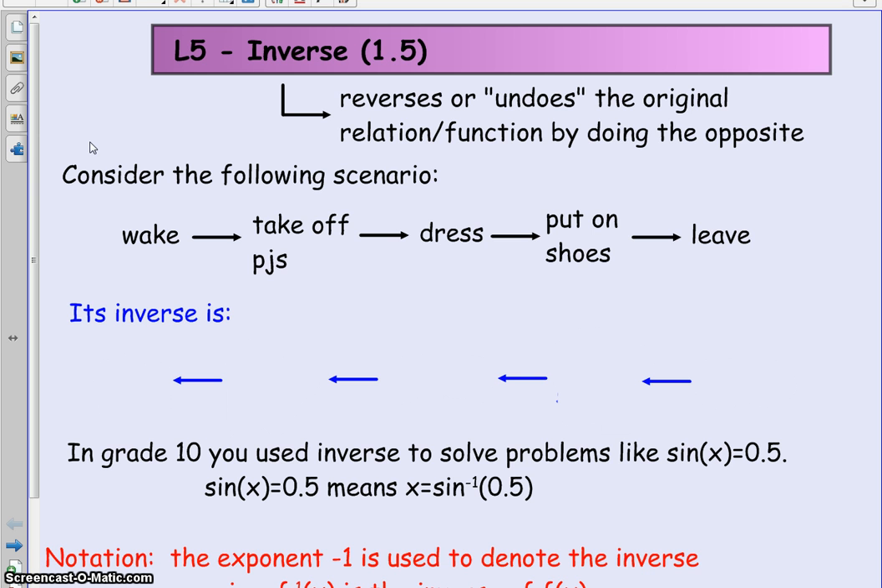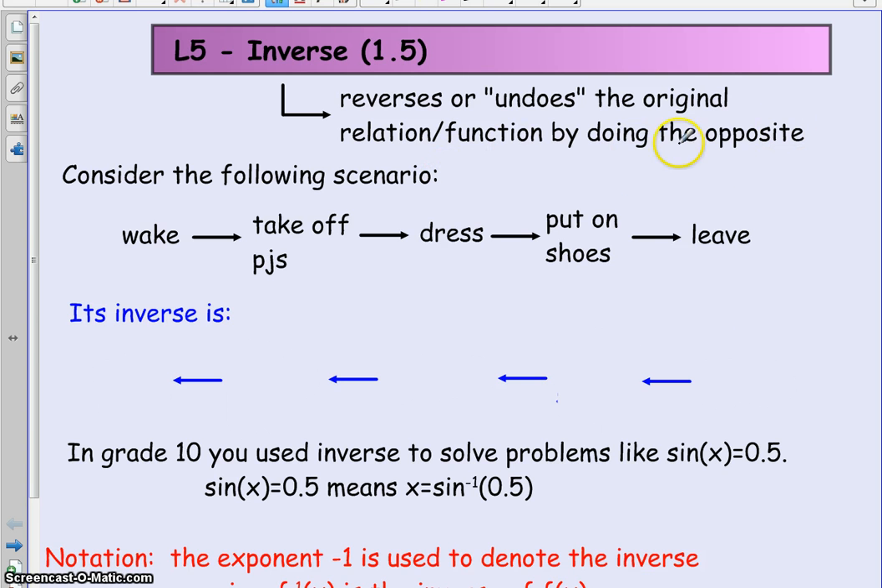So to use a real-life example, picture somebody's morning routine. I know yours obviously might be a little bit different. Hopefully you have breakfast and toothbrushing somewhere in there. But just for a simplified version, let's say you start with waking up, followed by taking off your pajamas, then getting dressed, then putting on your shoes, and then leaving. Just think about what it would be if you're going to do the inverse. You'd be undoing everything you just did, but of course in the reverse order in which you did them in the first place.